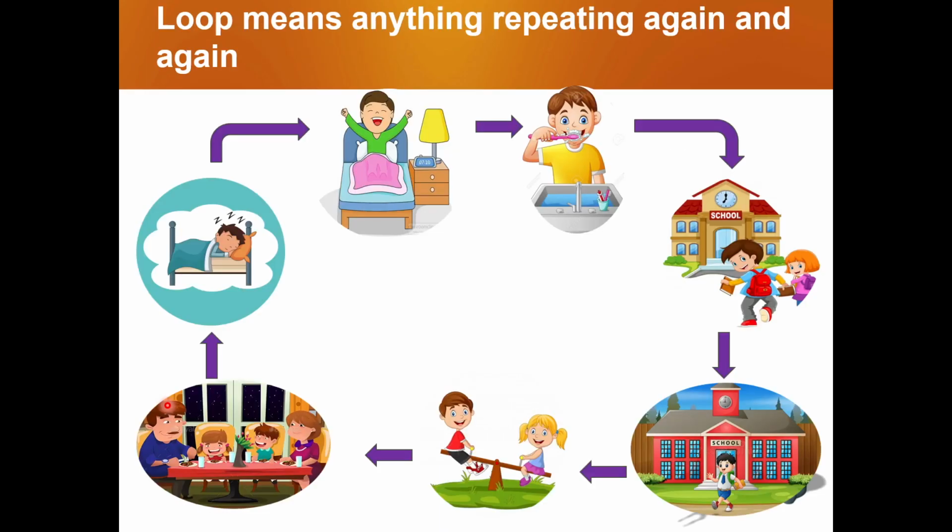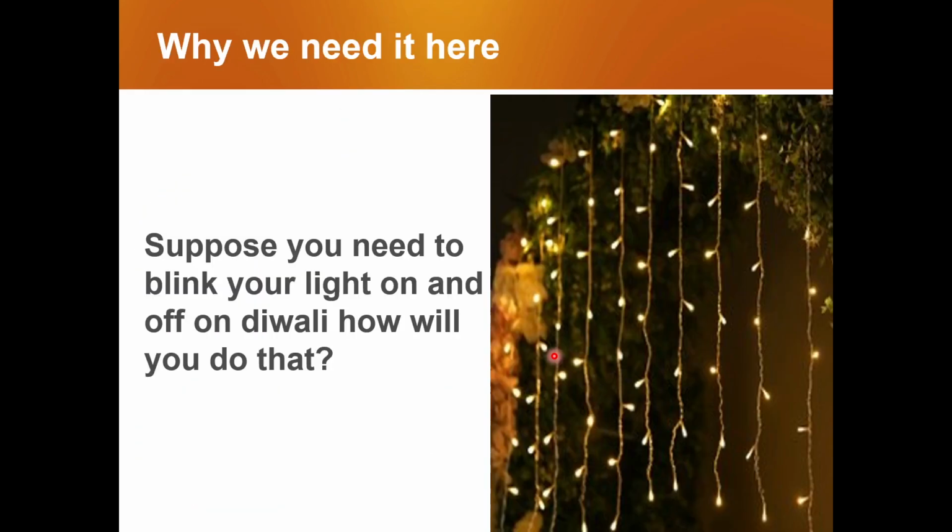Let's understand this with an example. What happens is you get up early in the morning, you get ready, you brush and all those things, and then you go to school. After that, school gets over, you come back home, you play with your friends, then you have dinner, and then you sleep. And the next morning, again, you repeat the same process. And this process keeps on repeating. So if anything keeps on repeating, then we say that it is a loop, as we can see in this example. So why do we need it and where are these things used?